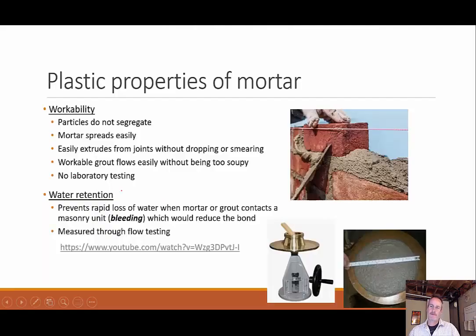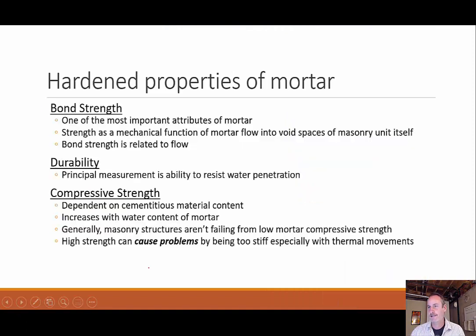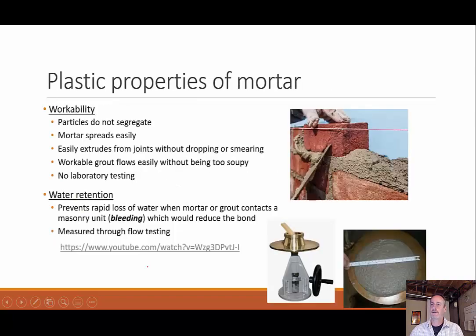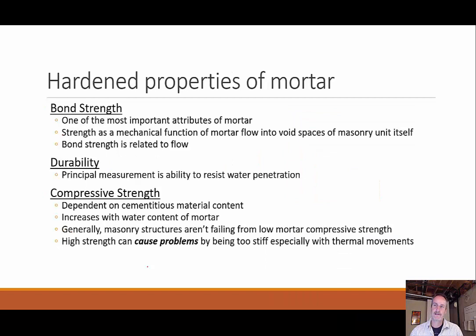All right, so getting back to the PowerPoint, that was that water retention test, ASTM test. So that was all of the plastic properties of mortar. Now we can talk about the hardened properties. So what we're concerned with is a bond strength. The bond is, how much the bricks are sticking together afterwards.